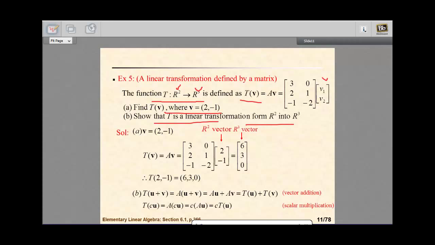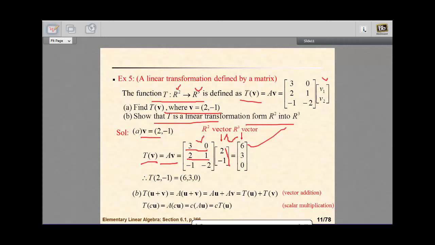It is given that v is equal to this, so apply the transformation on both sides. On the left side, T(v) is equal to Av, it is given. The value of A is given here, and the value of v is given as (2, -1), where v is equal to (2, -1). So now multiply this row to this column. So 3 times 2 is 6, 0 times 1 is 0. So that will be equal to 6.